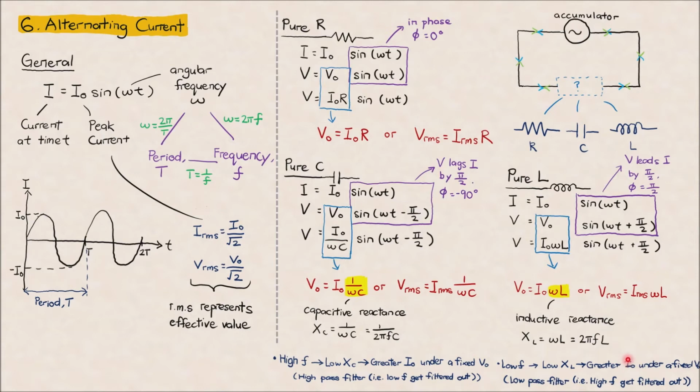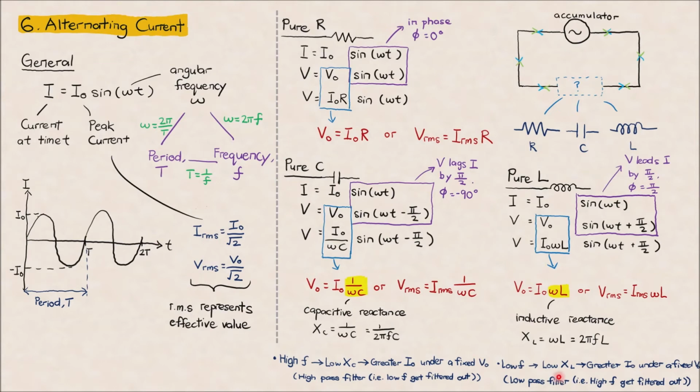It does not bring out a great amount of current. So you can see that high frequency information is being blocked. High frequency gets filtered out, low frequency gets to pass through. So we call this kind of circuit, a pure L circuit, a low pass filter.